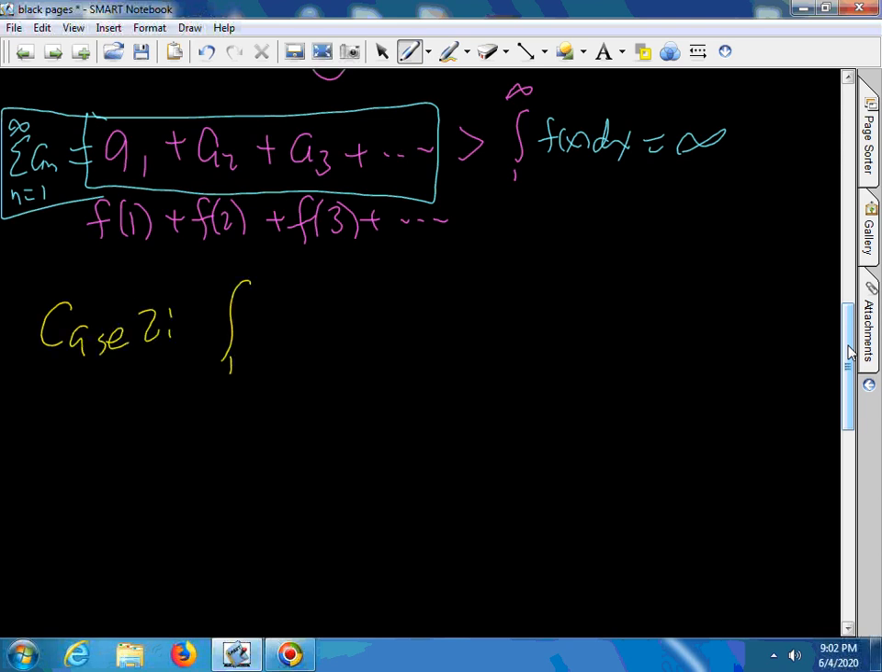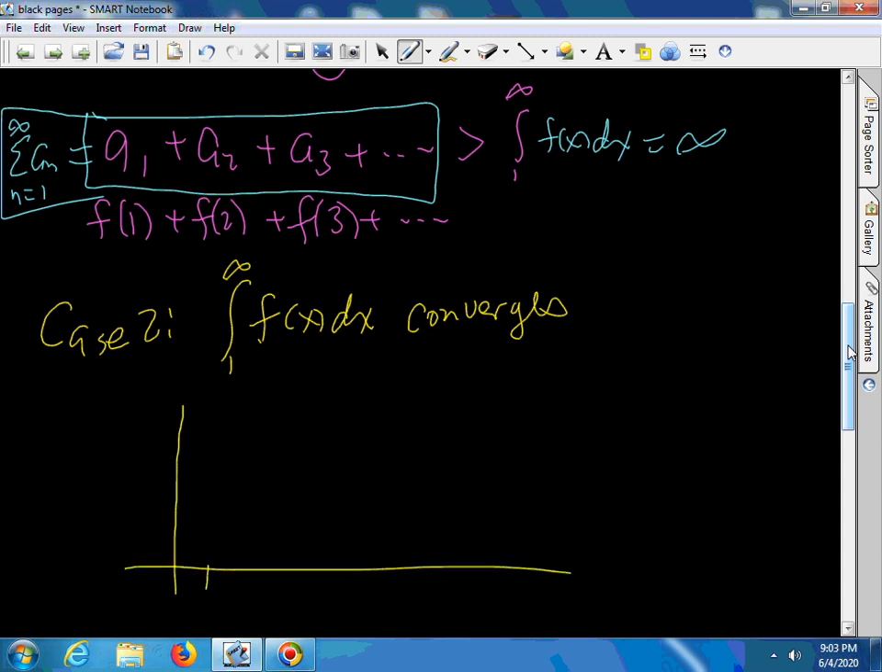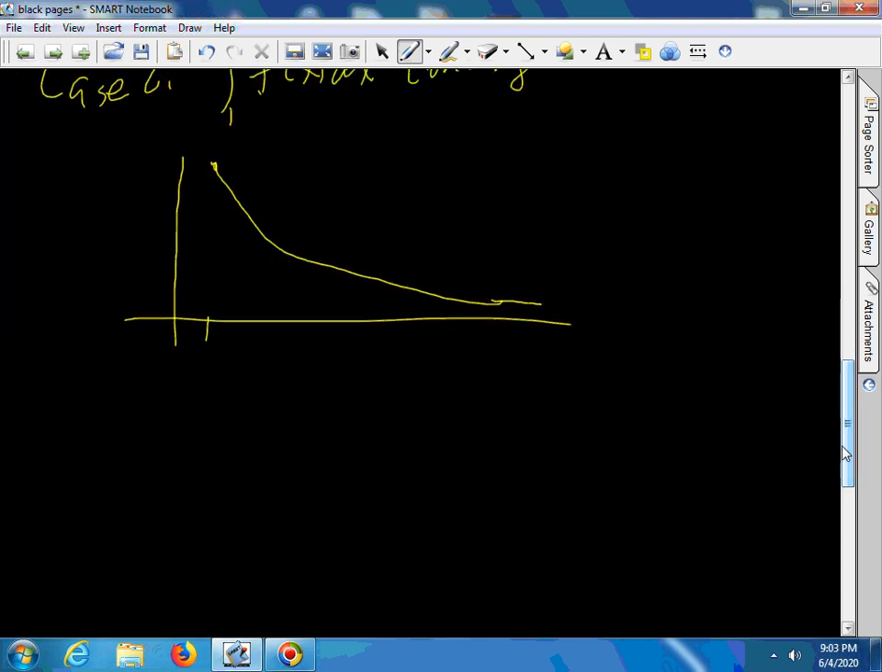Case 2. The integral from 1 to infinity of f of x dx converges. Okay, that means that this area that goes to the right forever and ever, that gets smaller and smaller because it's decreasing, it has a finite area. So, here's a1, and here's a2, and here's a3, and a4, a5. Let me draw these ones as well.